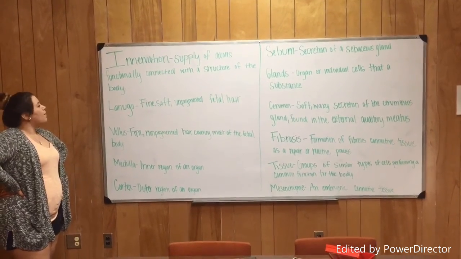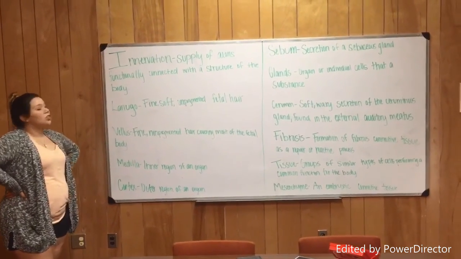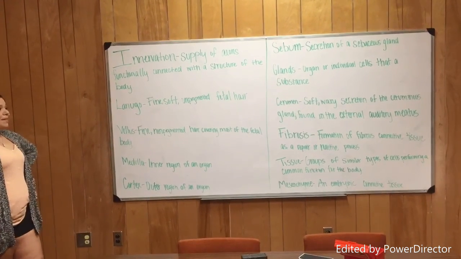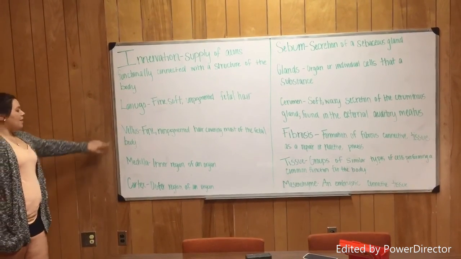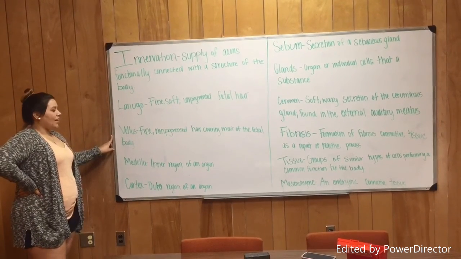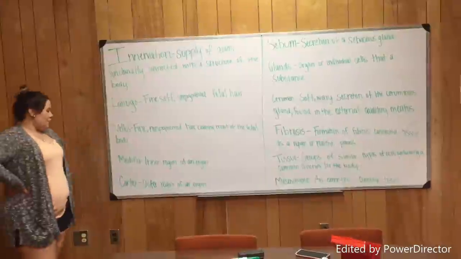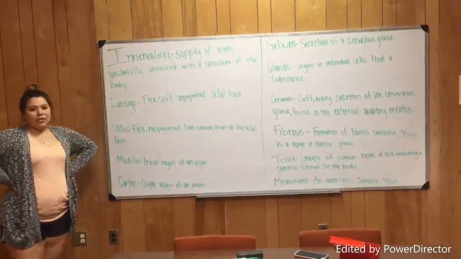Innervation is the supply of axons functionally connected with the structure of the body. Lanugo is fine, soft, unpigmented fetal hair. Vellus is fine, non-pigmented hair covering most of the body. Medulla is the inner region of an organ, and the cortex is the outer region of an organ.